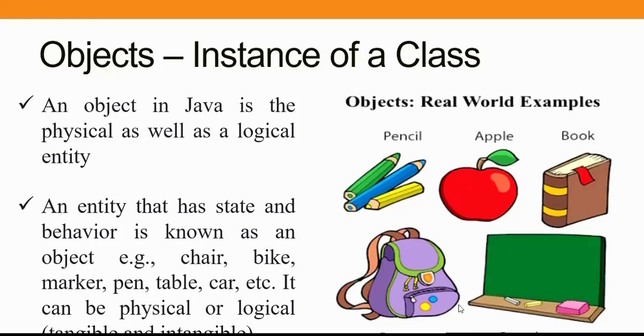For example, let's take this pen as an object. Each object will have an entity that has a state and behavior. So what is the state of this object pen? State is nothing but, maybe it can be blue, black, white.